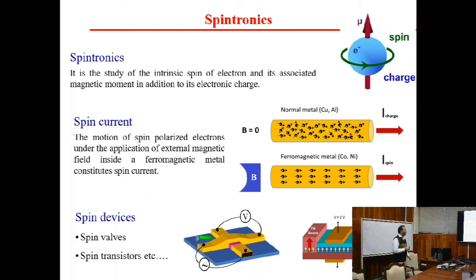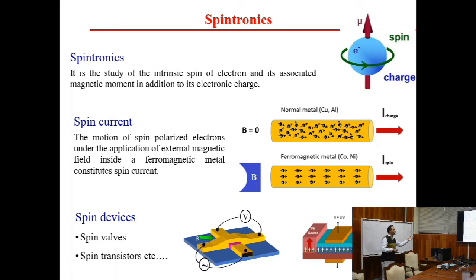But in some materials, like ferromagnetic materials, if you apply a magnetic field, those charge carriers can be aligned in one direction. If these are aligned in one direction, then we have increased one degree of freedom. It means we have the charge current as well as the spin current. If we have both charge and spin current, then we can make spin electronics. We can make spintronic devices.